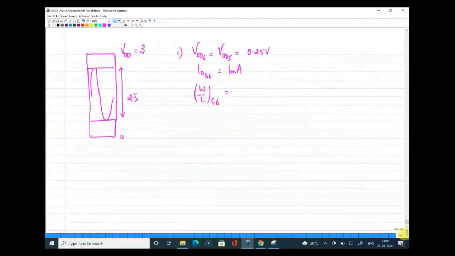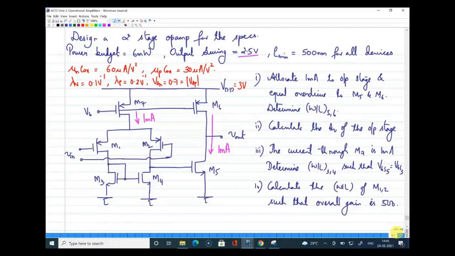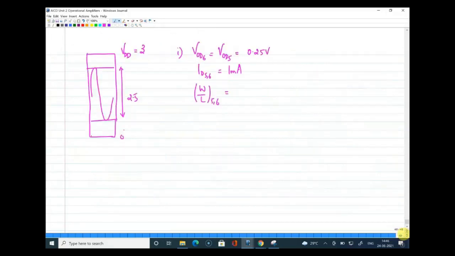Current is 1 milliamp, overdrive is 0.25. That is correct. The remaining you have are the mu n Cox and mu p Cox values. When you substitute that, you will get W by L of 5 and 6. Yes, W by L of 5 is equal to 533, correct? And W by L of 6 is double of this, 1066 or 1067. Yes, that is right. So that's all about the first part.